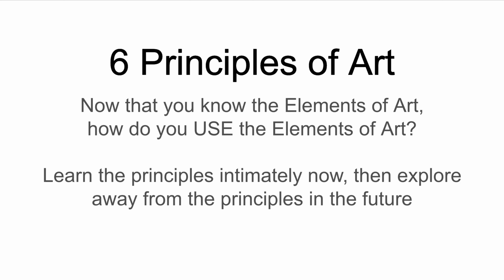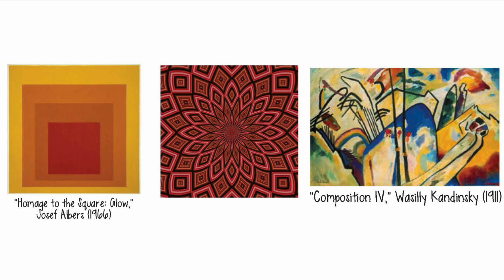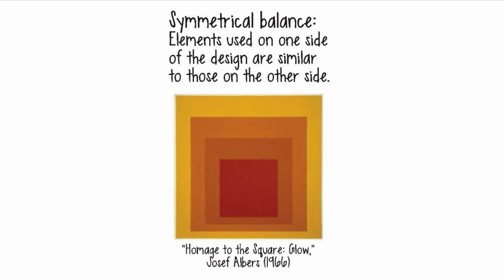Okay? Let's take a look at this first principle of art. So take a look at these images here. What are the elements of art that are being used, and how are they being used? All right, let's take a look at this first one here. So we have symmetrical balance, right? In this case, we have symmetrical balance across this line. Exactly the same from one side to the other.